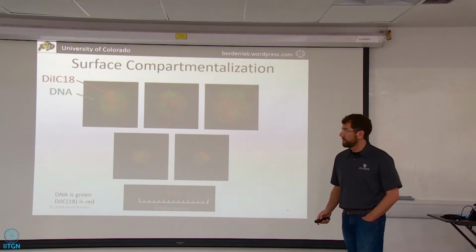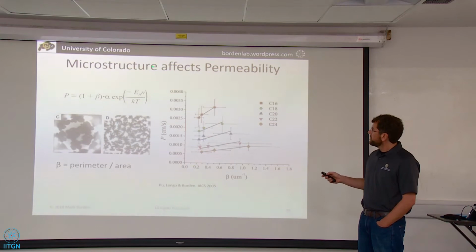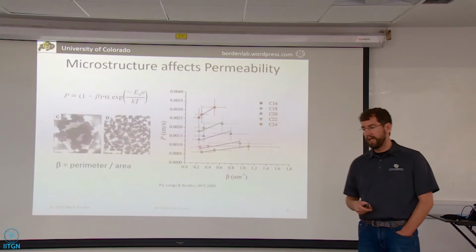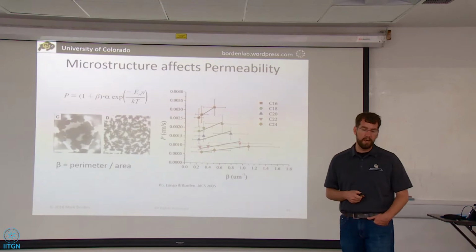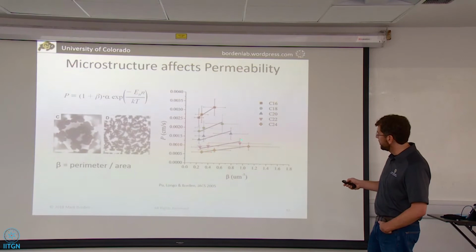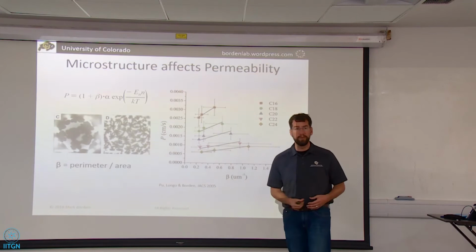The microstructure not only affects the material properties, you saw from Dennis Kim's paper that it changes the shear elasticity, the surface shear viscosity and shear yield. Here we show that it changes the permeability of the film to gases, in this case oxygen gas. Beta is a measure of the defect density. As you increase the defect density, the permeability increases. That's what you expect, right? Permeability should increase with defect density, because there are more defects for the gas to pass through.